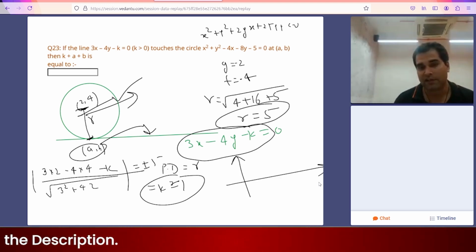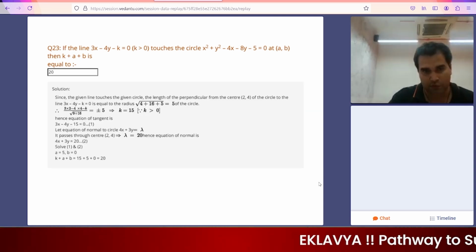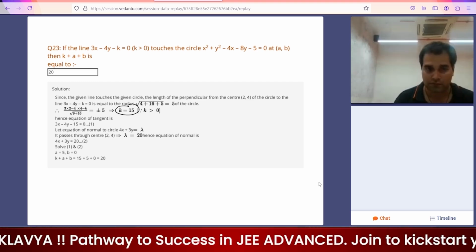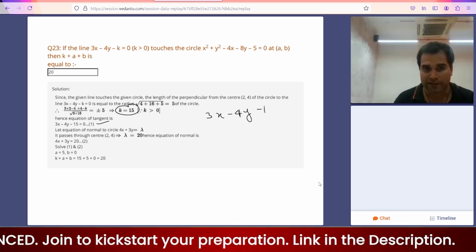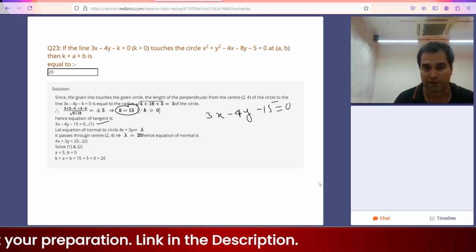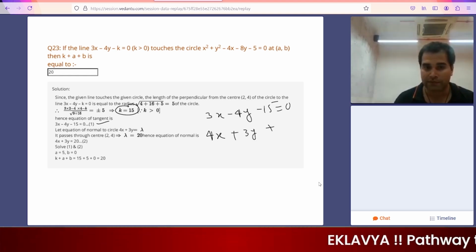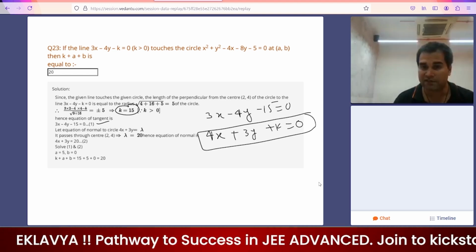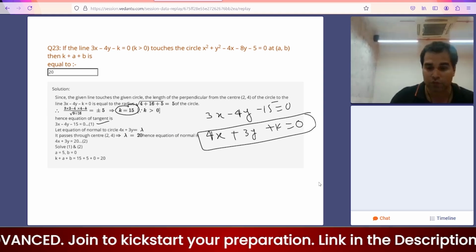Equation of tangent and equation of normal, and this is the point of intersection. Now let's see the solution. k is minus 15, hence the equation of the tangent we get is 3x minus 4y minus 15 equal to 0. The equation of the perpendicular to this line is 4x plus 3y plus k equal to 0, and this line passes through the center of the circle, that is, through 2 comma 4.